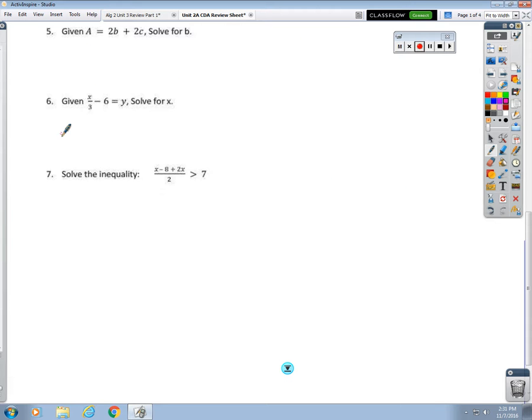Okay, number 6. When solved for x, you would have x equals 3 times y plus 6. Or, if you don't see that, it could be that they went ahead and distributed that 3 and got 3y plus 18. Okay, now let's talk about why they get that. x divided by 3 minus 6 equals y. They want you to solve for x.